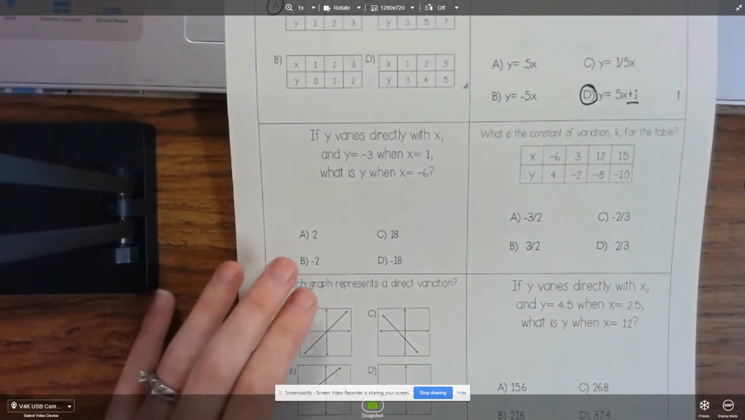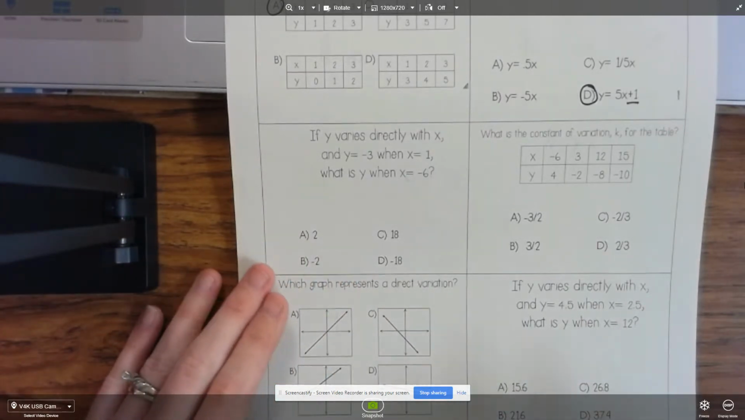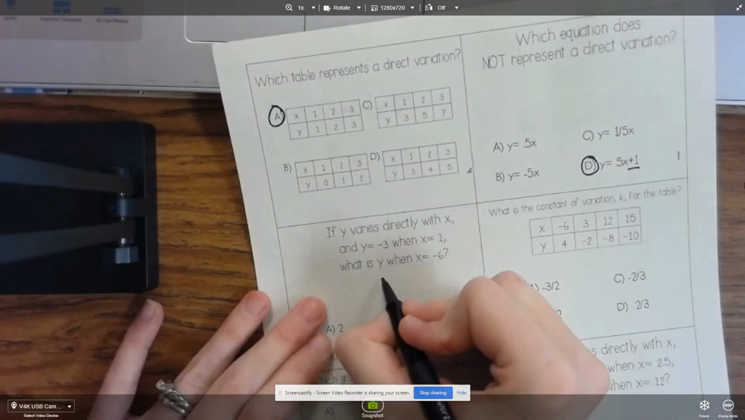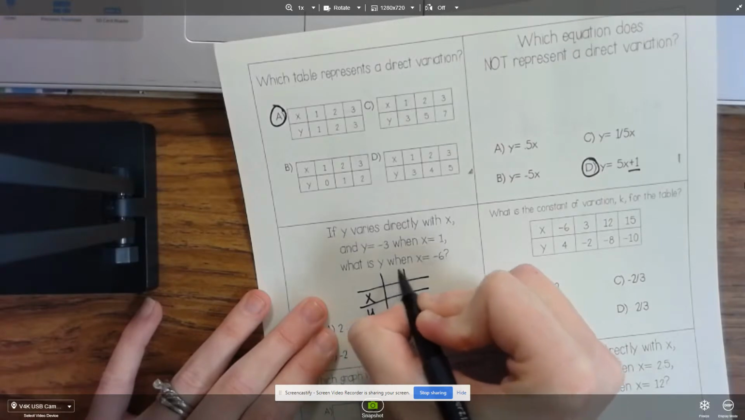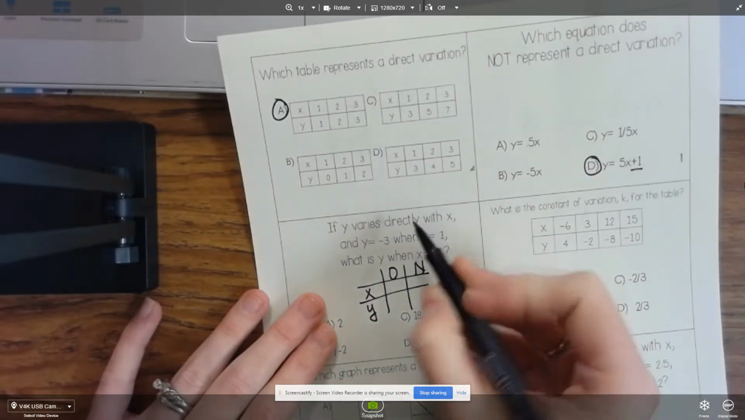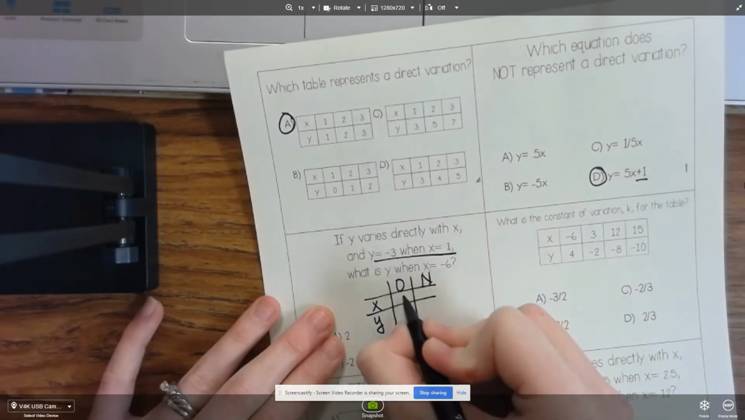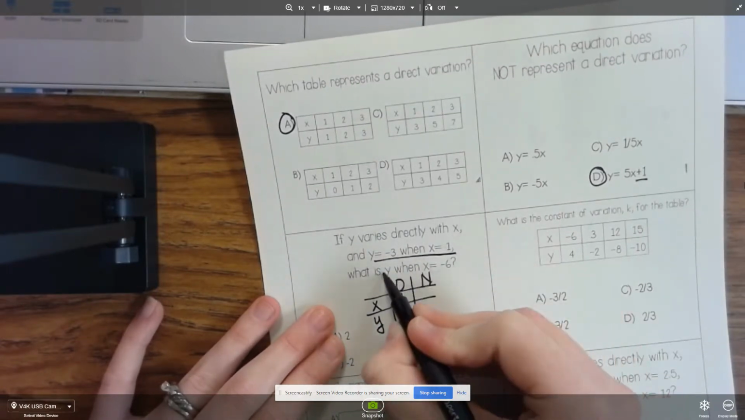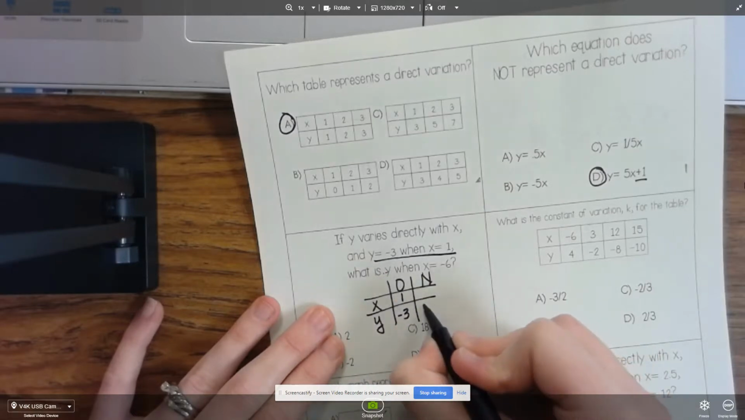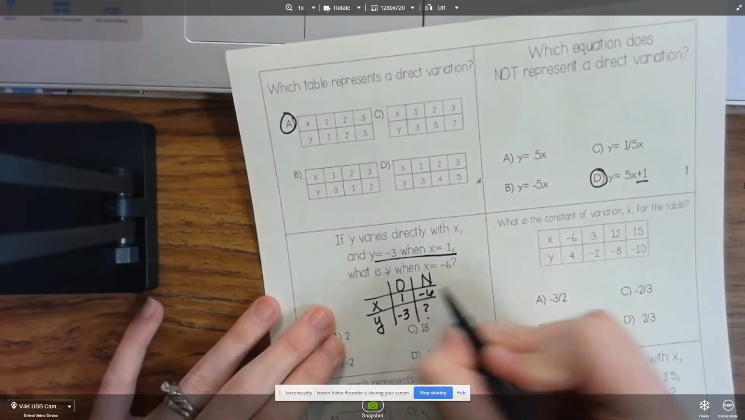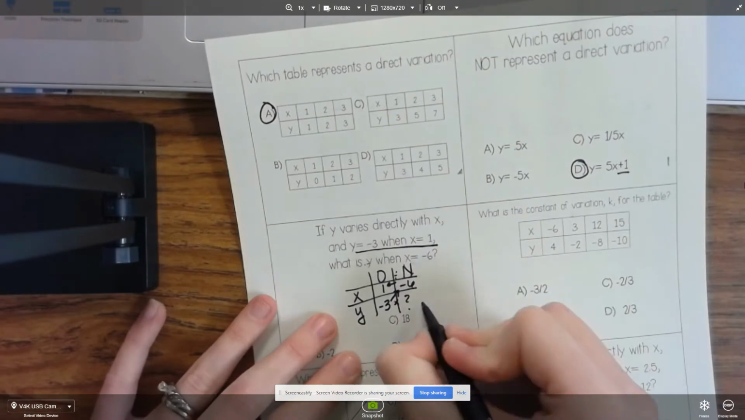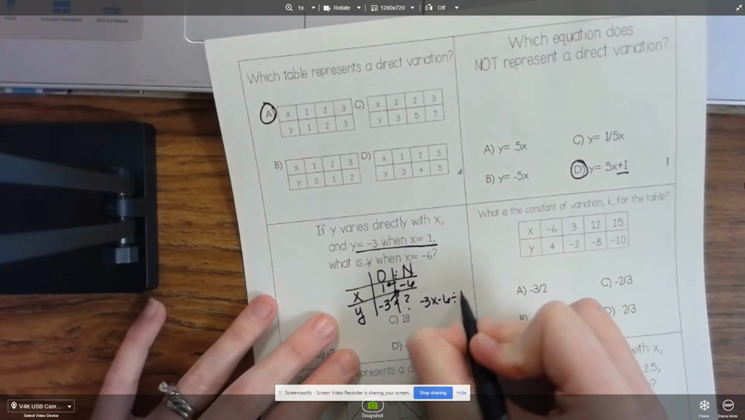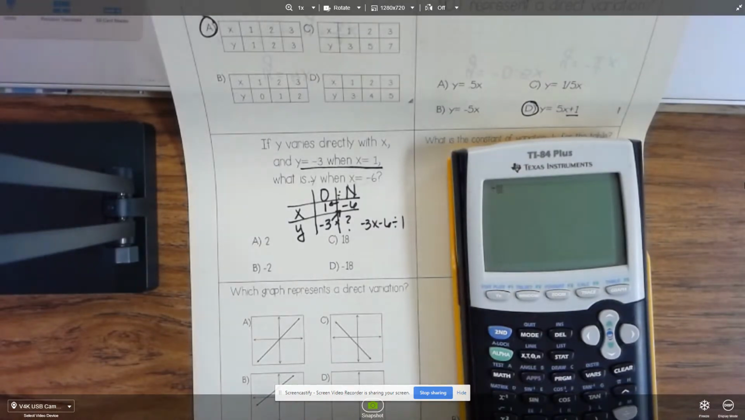All right, if y varies directly with x and y equals negative 3 when x equals 1, what is y when x equals negative 6? So these are perfect for tic-tac-toe. So our old and our new. Our old is when they give me both numbers. So my old x is 1, my old y is negative 3. I don't know my new y value, but I do know that x is going to be negative 6. So to solve this, you cross multiply, and then you divide. So you would do negative 3 times negative 6 divided by 1, and you would get 18.